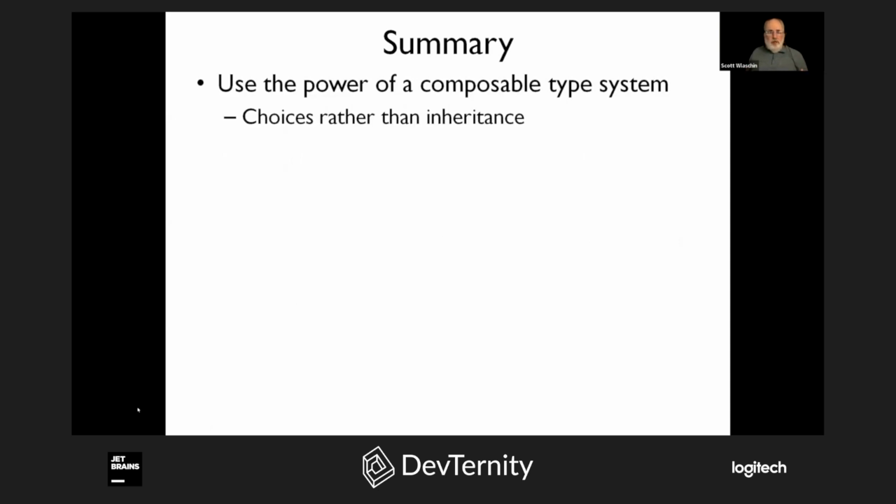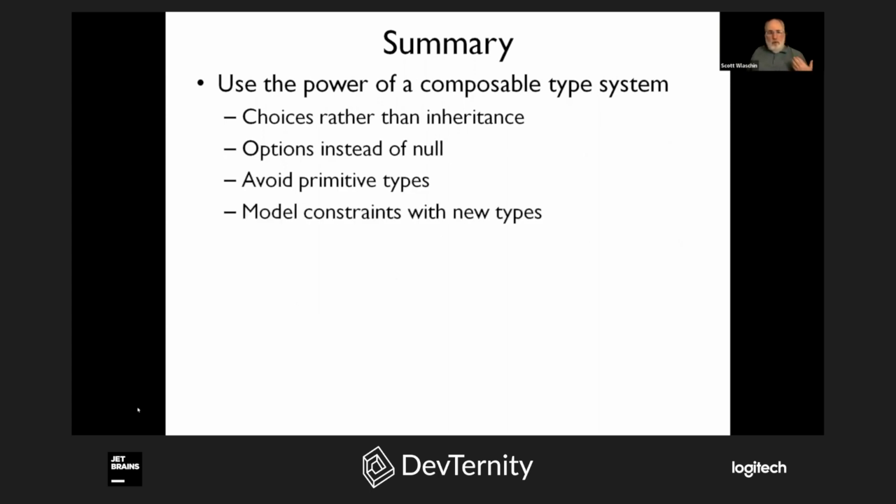And then from a developer point of view, I highly recommend using a composable type system. I highly recommend using choices instead of inheritance. I highly recommend using options instead of null. Please do avoid primitive types. Please do use types to model constraints like emails and verified emails and other stuff. And also, if you can, try to make illegal states unrepresentable rather than having a lot of runtime checking.